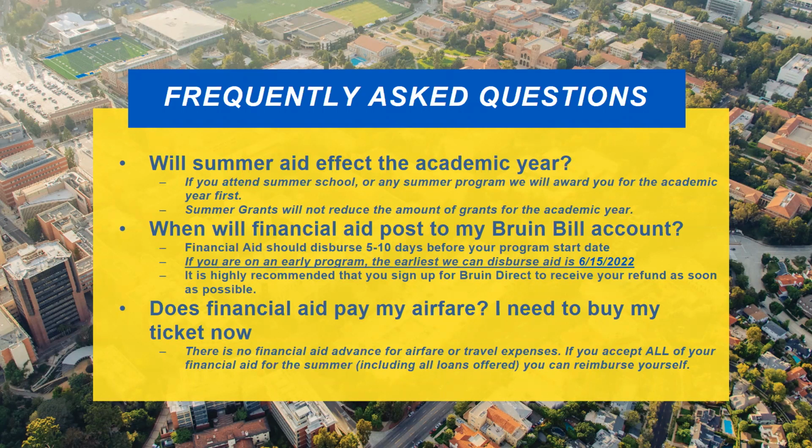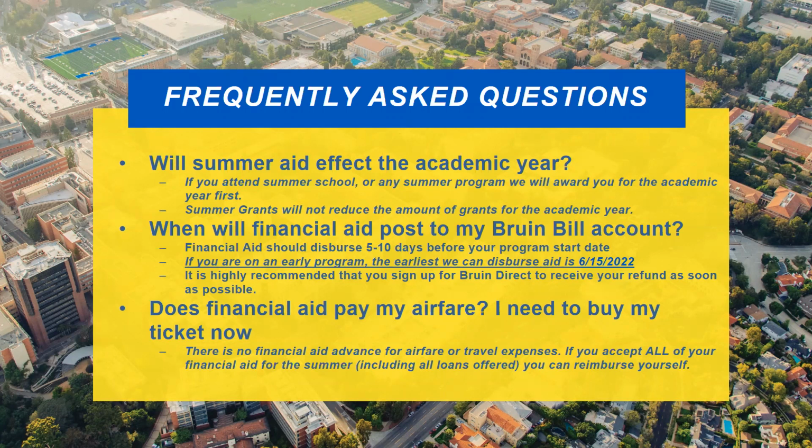If your program begins July 15th, then the award would be July 5th, because that is 10 days, and it's also not during the spring quarter, the previous quarter. Does financial aid pay my airfare? I need to buy my ticket now. It's not going to help buy the ticket now, because again, that 10-day rule, you're not going to get the financial aid more than 10 days.